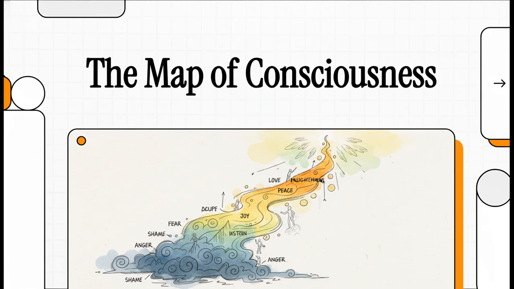Hey there, and welcome. Today, we are diving into a really fascinating and, I gotta say, pretty radical framework for understanding human consciousness. It's a model that doesn't just want to describe our feelings, it actually tries to measure them, creating something it calls the map of consciousness.